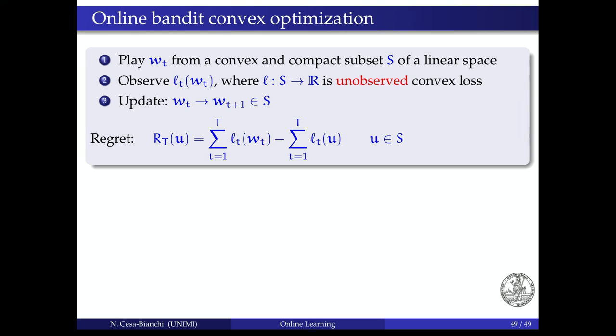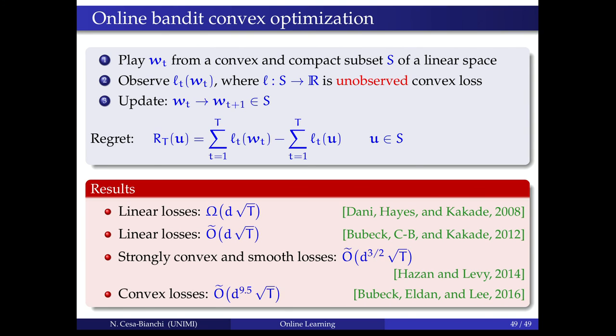And the idea here is very natural. Instead of observing the gradient of the loss or the entire loss function, you just observe the value of the loss of the point you played. This is the only feedback information you get, but you're still facing the same regret. There are a bunch of amazing results: for linear losses, we have tight bounds. For strongly convex smooth losses, we have this kind of bounds. And for general convex losses, this was a long-standing open problem.